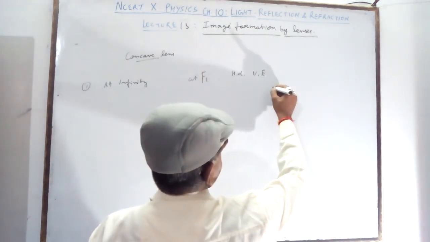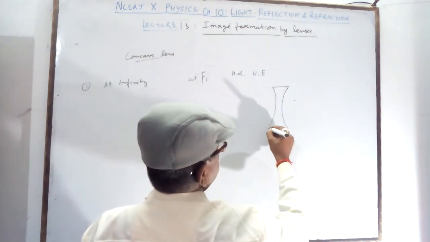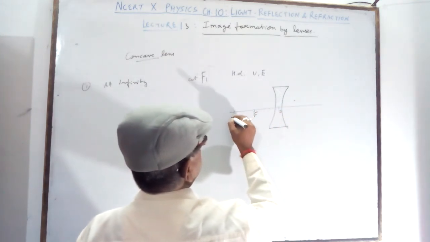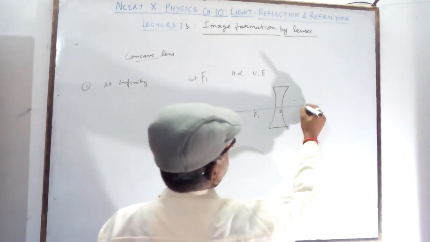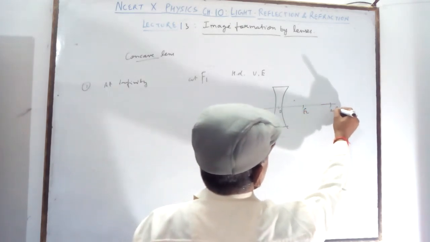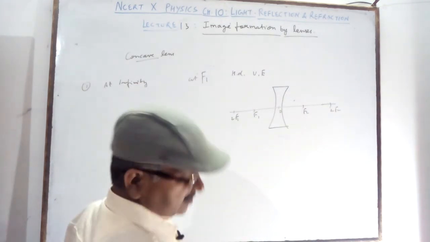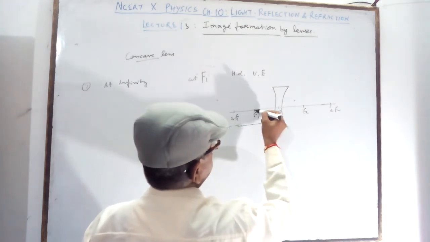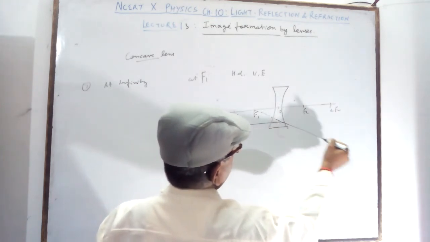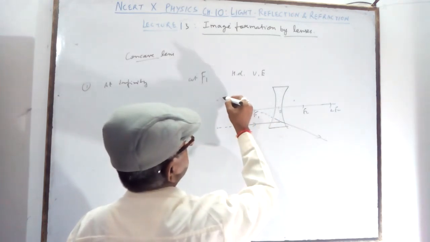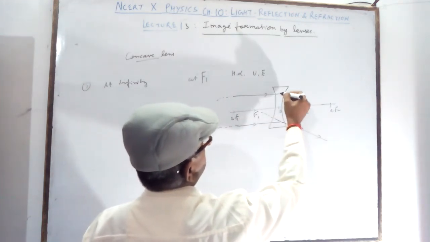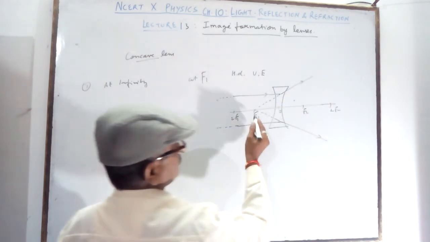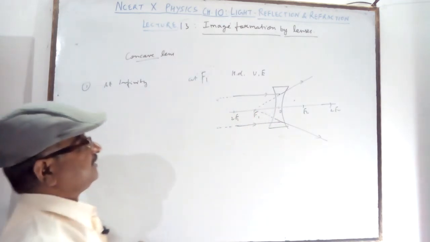That figure will be like this. You have the optical center, f1, 2f1, f2, 2f2. So when the object is at infinity, one ray you take parallel and it goes in this direction. Another you take parallel and it goes in this direction. Producing backward, you get the image at f1.